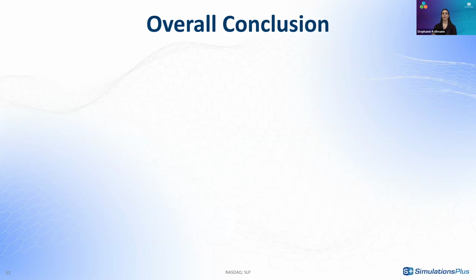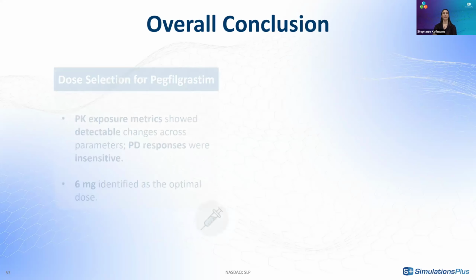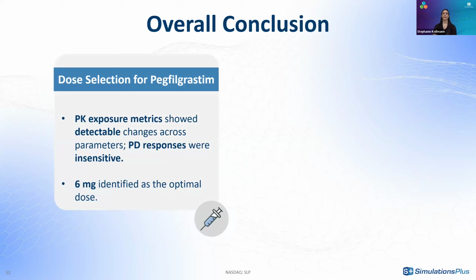To wrap up the analysis, we looked at both dose selection and study design optimization for pegfilgrastim using model-based simulations. In the first part, sensitivity was evaluated across dose delivery, clearance, and potency differences. We found that only the PK exposure metrics were sensitive to these changes, while PD responses remained stable. Based on those results, 6 milligram was identified as the optimal dose to carry forward into the clinical trial simulations.